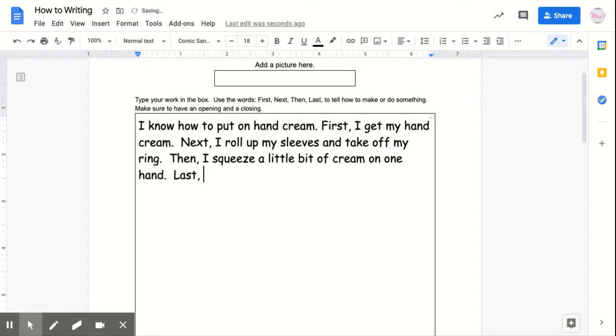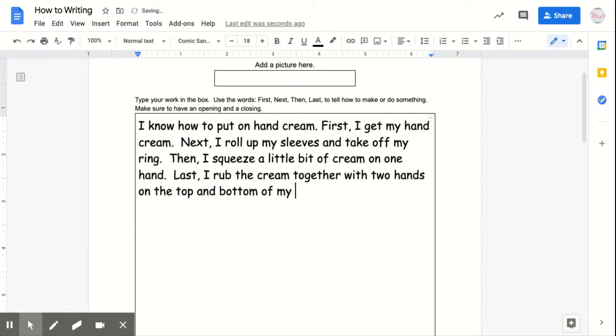Last, comma. What do I do last? Last, I rub the cream together with two hands. You know what? I want to use the number word two. Two hands. Last, I rub the cream together with two hands on the top and bottom of my hands, period. All right, let me see if this makes sense before I do my closing sentence.